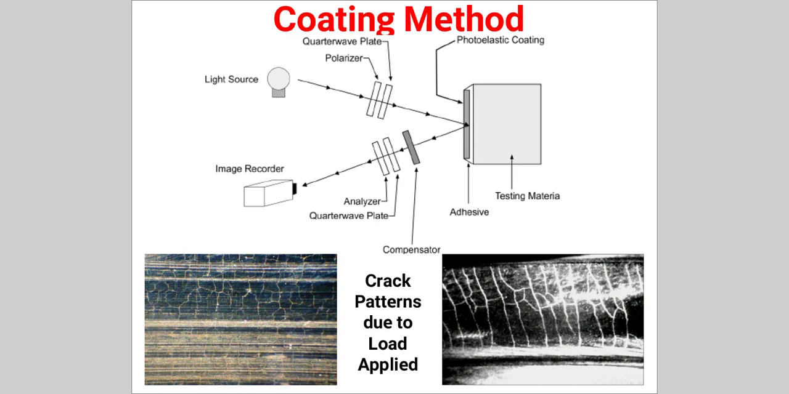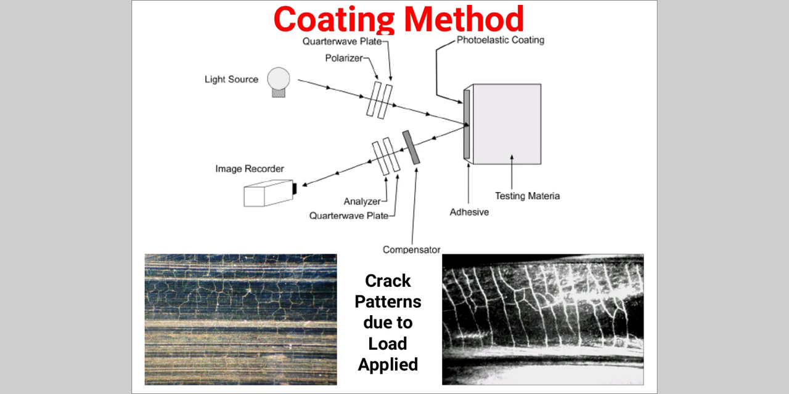Again in the reflection polariscope, the same elements are there, that is extreme left side light source is there, then polarizer, then quarter wave plate, then another quarter wave plate, then analyzer, and then image recorder. In case of a coating method, what exactly we have to do? On the component we have to test, we apply a layer of coating, and that layer of coating should have thickness near about 0.5 centimeter or 1 centimeter, and that particular material is called a brittle lacquer.